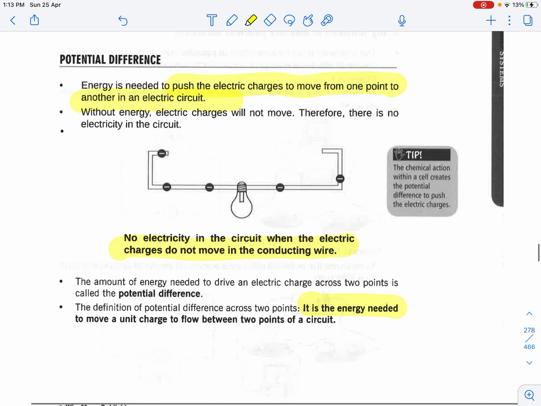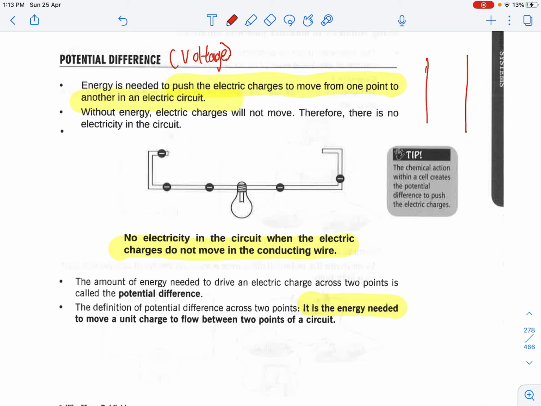Next, we look at the potential difference. A potential difference is usually measured in the form of voltage, and it is generally the amount of energy needed to push the electrical charge to move from one point to another point. So let's imagine you have a flow of water. The water will generally flow downwards. The water particle is known as your charge.